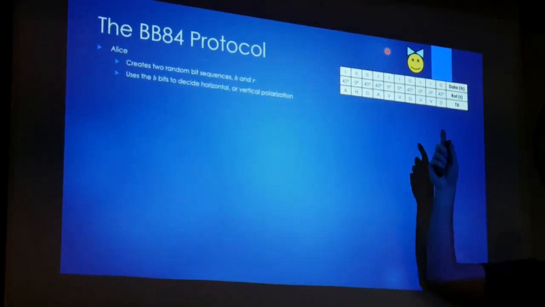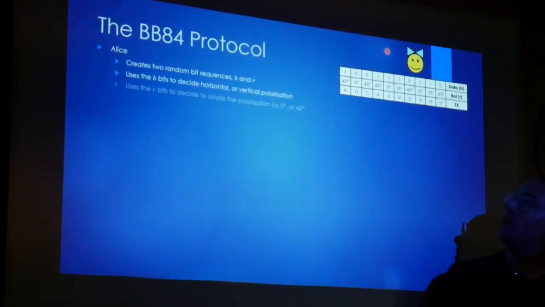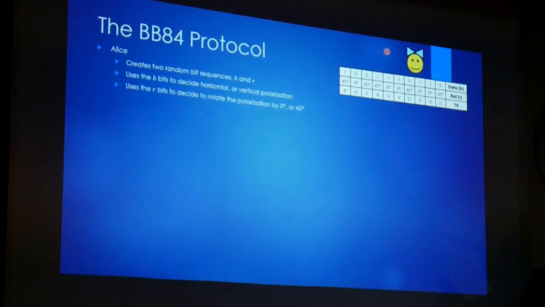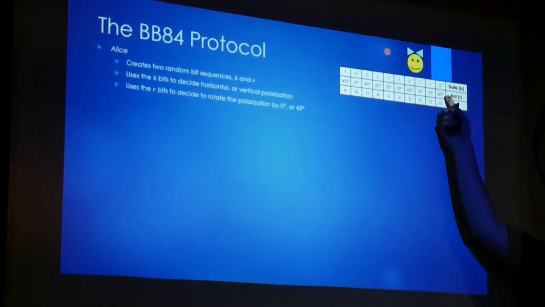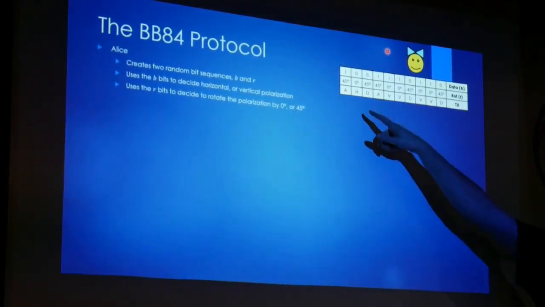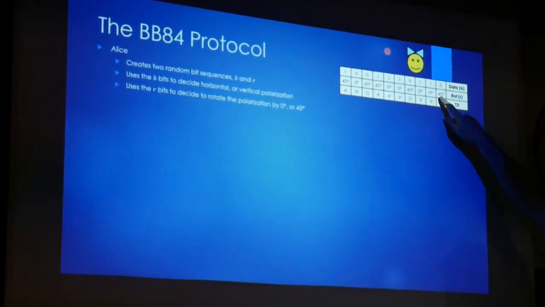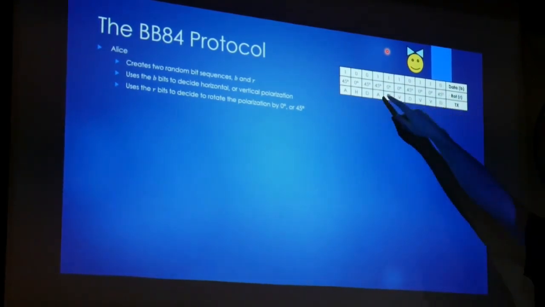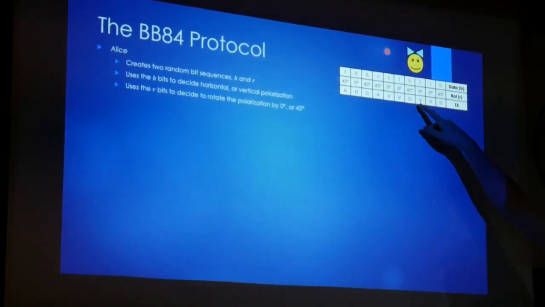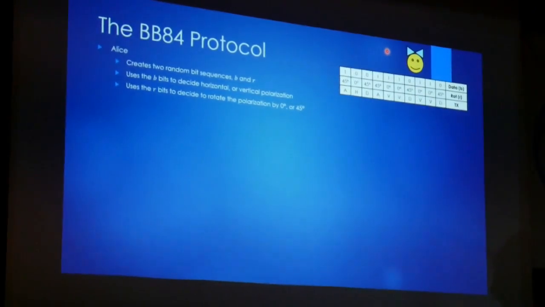B will decide if I'm going to use horizontal or vertical. R will decide whether or not I rotate it by 45 degrees, turning my horizontal and vertical to diagonal and anti-diagonal, right? The two interesting cases we just saw. So she makes two big long lists of numbers, right? She encodes the ones and zeros as horizontal and vertical, and you can see in this table here, right? Every time there's a 0 degree, a 1 is a vertical and a 0 is a horizontal, right? And every time it's 45 degrees, a 0 is diagonal and a 1 is anti-diagonal. Simple enough, right? Just a labeling change.